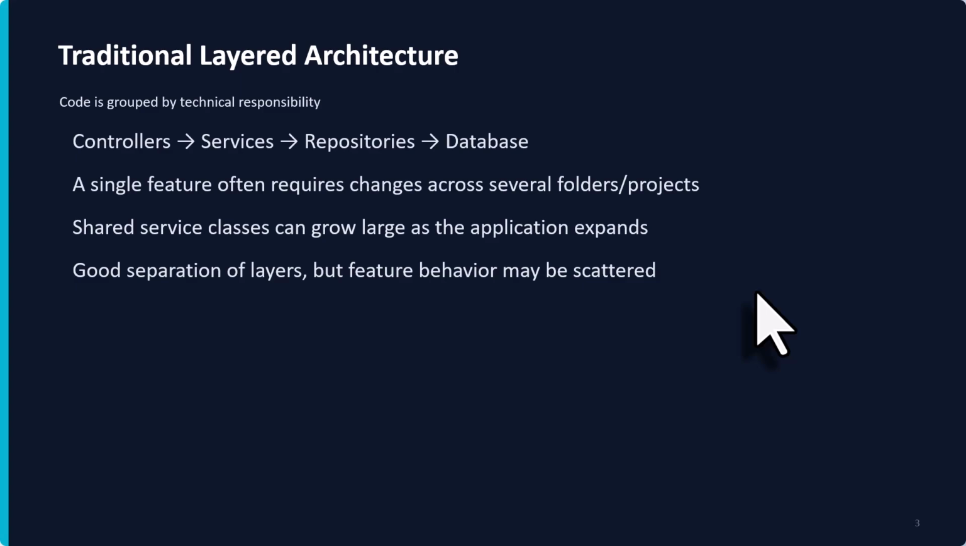For example, if you take one use case, employee, we need to create the employee controller, an IRepository file, the employee IRepository file, and for the implementation the employee repository file, as well as services and the database. So these are the files we need to create, grouped together by technical responsibility. A single feature often requires changes across several folders or projects.